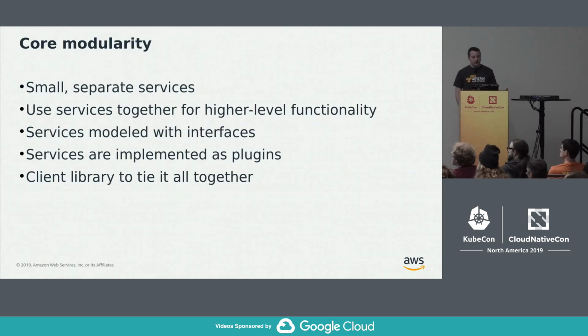So what is Containerd's overall architecture? It's a modular core built of small separate services that are designed for extensibility. And to make it functional, you can use those services together. You have interactions that are modeled as interfaces through the gRPC API and plugin mechanisms that make it easy to replace different implementations when you want something different. And there's a client library that hides that complexity from you and ties it all together.